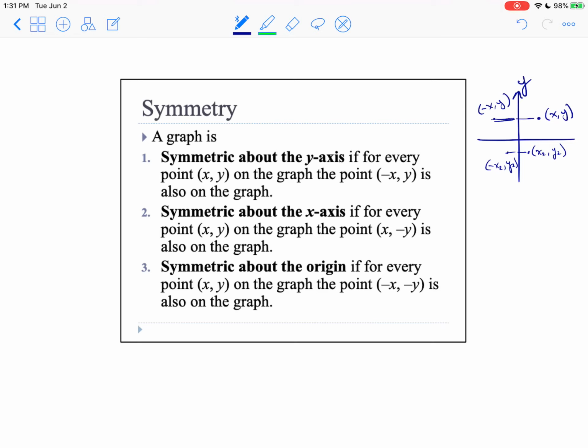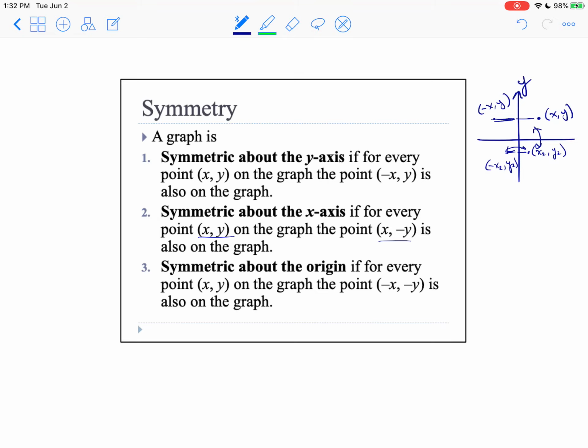We have symmetry about the x-axis, similar reasoning. If for every point (x, y) on the graph, the point (x, -y) is on the graph, then we'll get that symmetry. Instead of being over the y-axis, it would be over the x-axis instead.